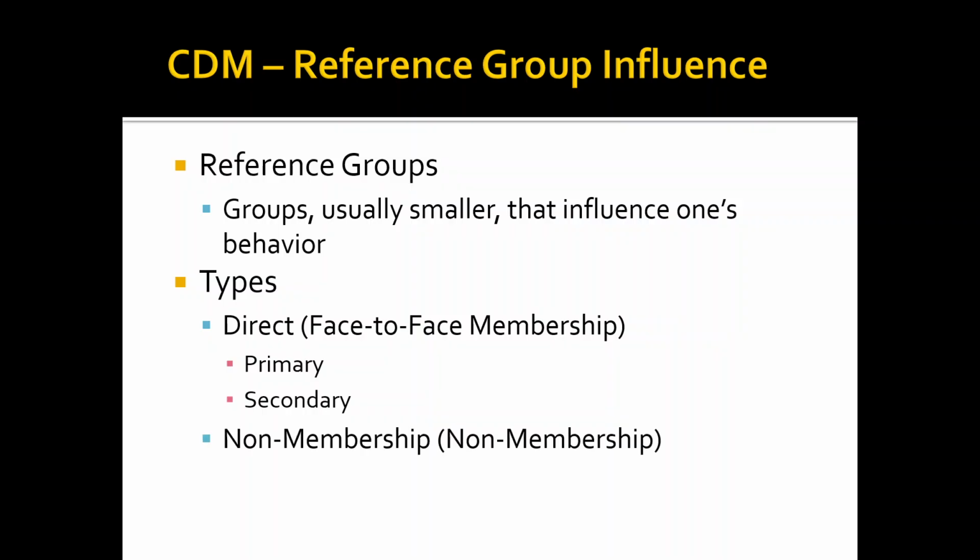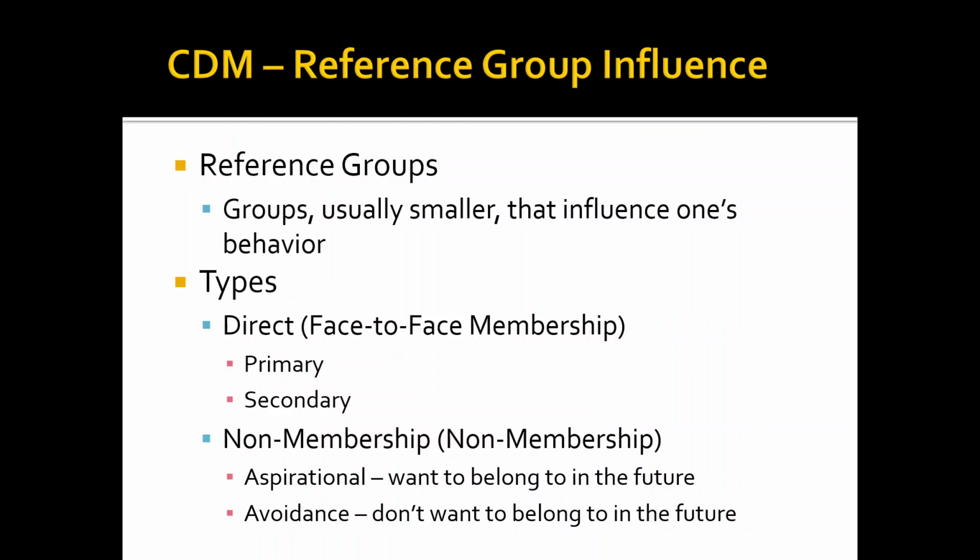And then also we can think of non-membership, meaning we don't really belong to this group, but they may be aspirational. We want to belong to that group in the future. I want to be a successful business person. I coach high school football. Maybe someday I want to be a college coach or professional coach. And there's also groups that we want to avoid. We don't want to be like them. We're motivated: I don't want to be a college dropout. I don't want to be unsuccessful and so forth.